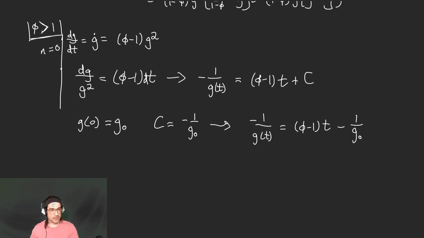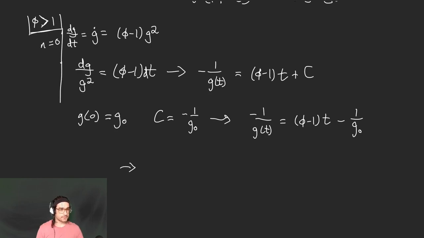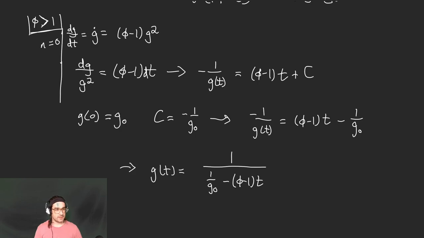And then the last thing we need to do is just solve for g of t. So how are we going to do that? Well, we're going to multiply by minus one, the multiplicative inverse, additive inverse, one of those two. Then we take one over both sides, the other inverse, whatever that is, and we get g of t. We're just going to do that all at once. So we get one over one over g zero minus phi minus 1 times t. And if you want, you can multiply by g zero on top and bottom, so you get g zero over 1 minus phi minus 1 times g zero times t.